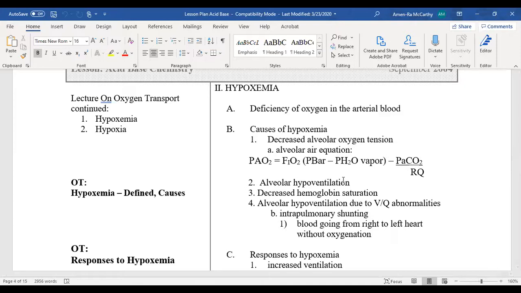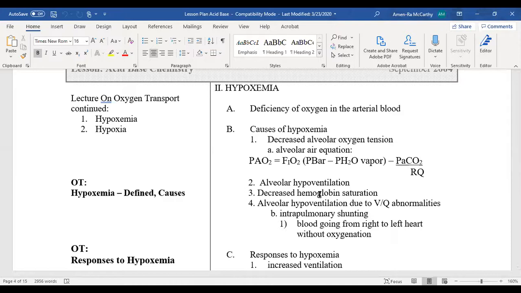What's another one? What about a decreased hemoglobin saturation? Decreased hemoglobin saturation will cause hypoxemia. And the hemoglobin doesn't pick up the oxygen if it's not there, right? If it's not there to pick up, then the hemoglobin is not going to be able to pick it up. So it's going to go back to the tissues low. Okay, so if somebody's doing a lot of bleeding, their oxygen level will be dropping, because they're losing blood.